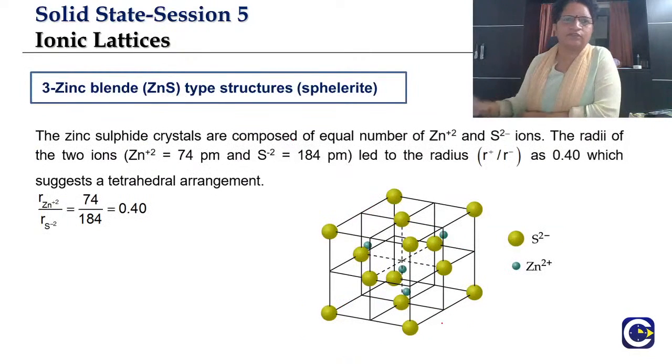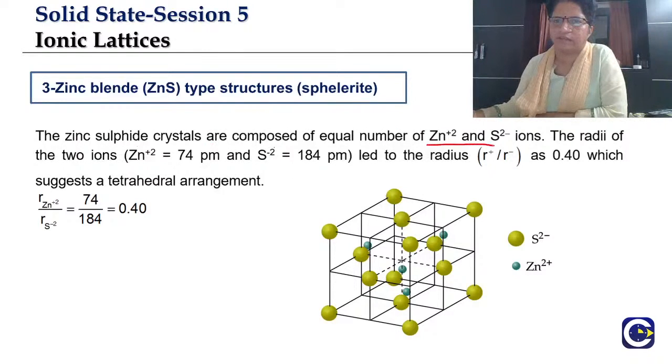Fine. Let's go with the zinc sulfide structure. Look at the structure very clearly here. For zinc sulfide, there will also be a video with the 3-dimensional structures of all these. But for now, just understand that zinc sulfide crystals are composed of an equal number of zinc ions and sulfide ions. The radius of the zinc ion is 74. We are getting the ratio as 0.40. So what should be the coordination number?